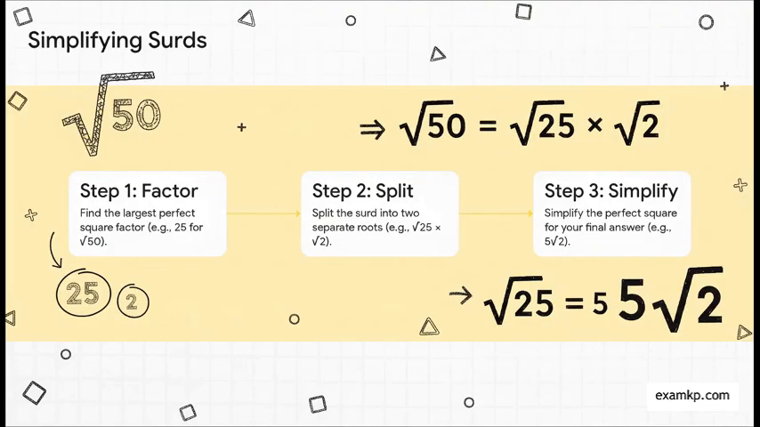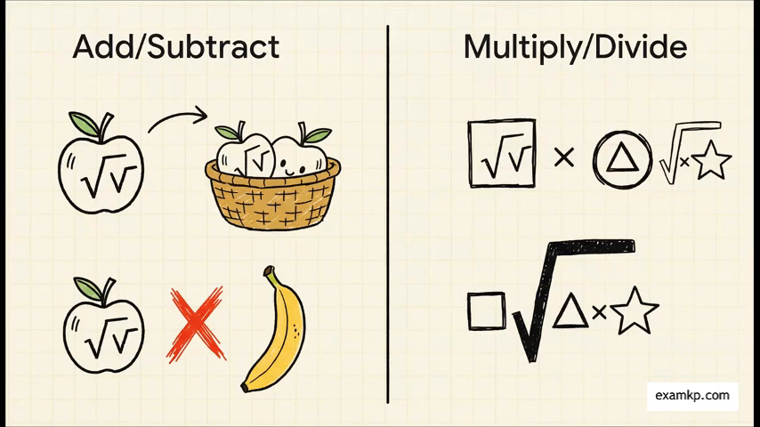All right, let's get into simplifying them. It's just a 3-step process. Let's use the example on the screen, the square root of 50. Step 1, you look for the largest perfect square that can divide 50. In this case, it's 25, right? Step 2, you split the SERD into 2 parts. So you have the square root of 25 times the square root of 2. And finally, step 3, you simplify the part you can. The square root of 25 is 5, so your final answer is 5 root 2. See? Not so bad.